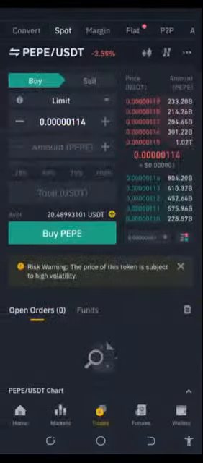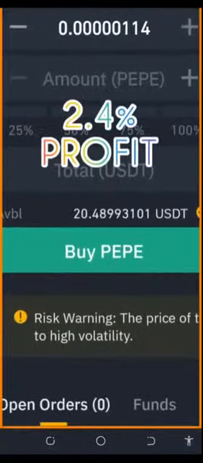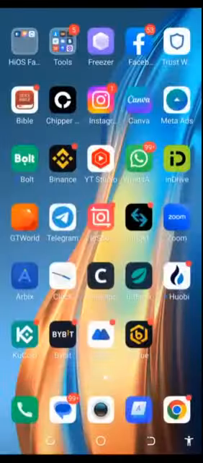Awesome. So that was actually a nice one. As you can see, this is about 2.4% profit. And just imagine that you put in $1,000. What would you make? Let's go and check the calculations. If you put in $1,000, what would you make? This is $20, and we say times 2.4%, and we got 48 cents.